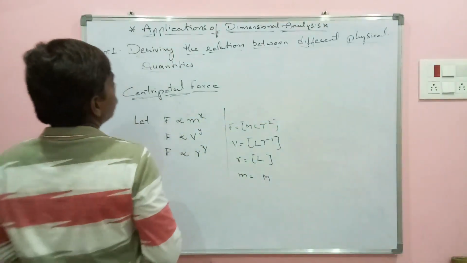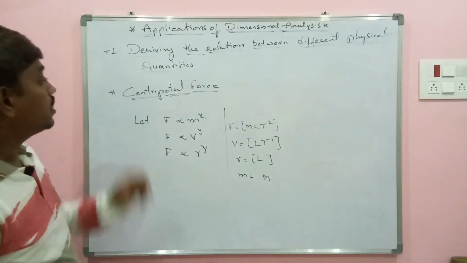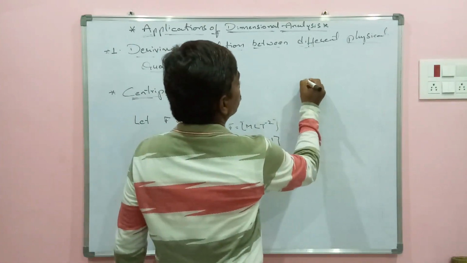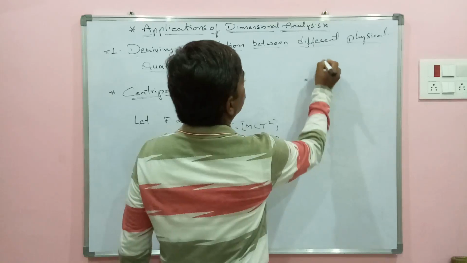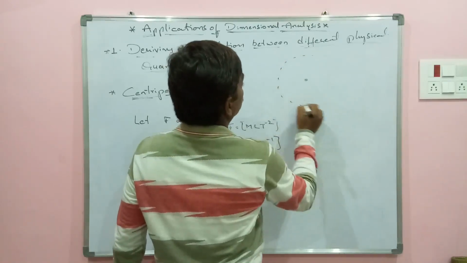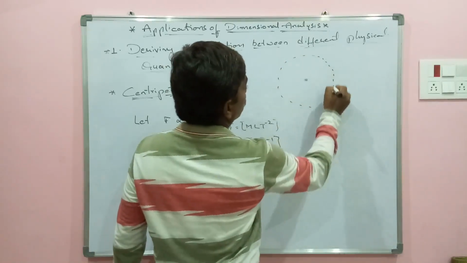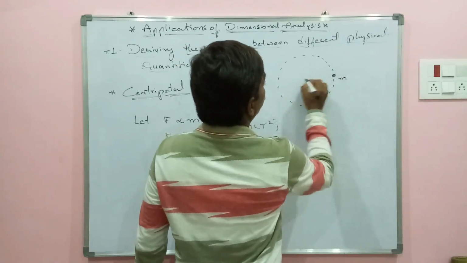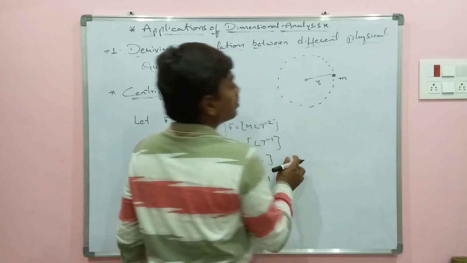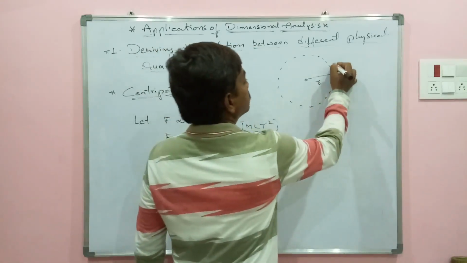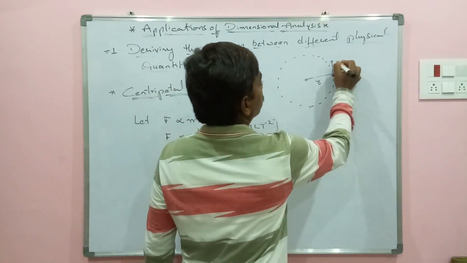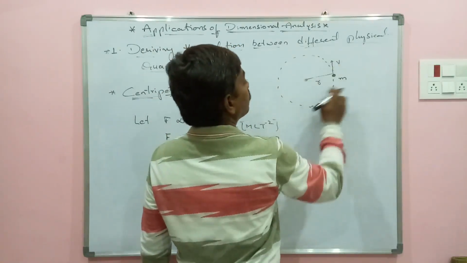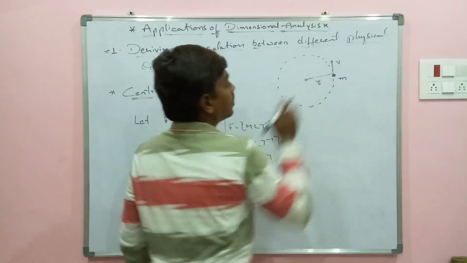Now the third example, let us derive the formula for centripetal force. Centripetal force is a force acting on a particle executing circular motion. Consider a particle moving in a circular path. Suppose a particle of mass m is moving in a circular path of radius r, and its tangential velocity at any point is given by v. This force depends upon three quantities: mass, velocity and radius.